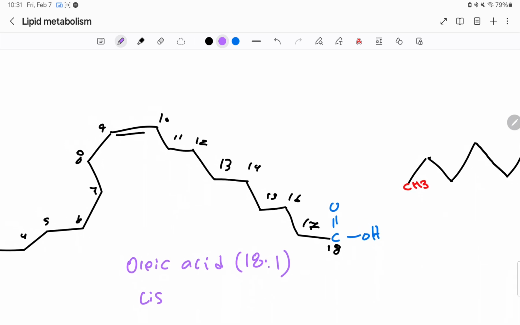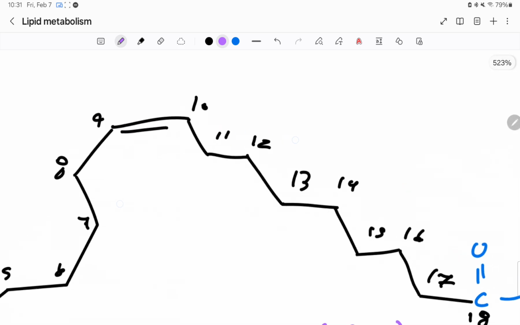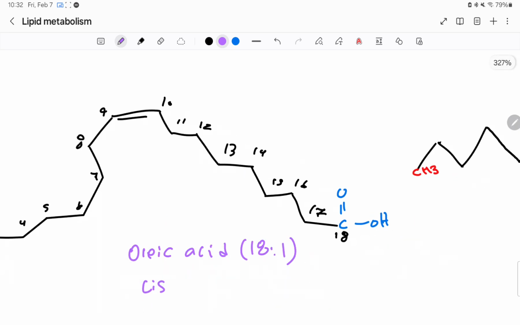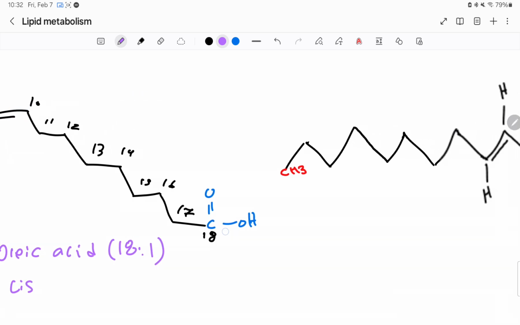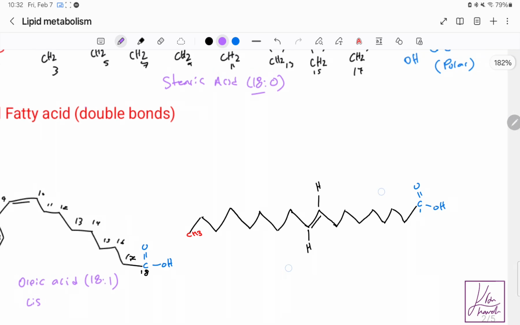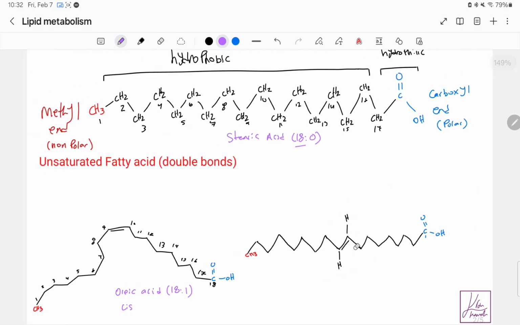What do I mean by the cis format? Well, where is the double bond? The double bond is right here. That means that the hydrogens on this carbon and this carbon, sorry, not CH2, this is CH and CH because it's a double bond, the hydrogens are pointing in the same direction. But I can have a trans configuration. What does that mean? In a trans configuration, the hydrogens are pointing in opposite directions.